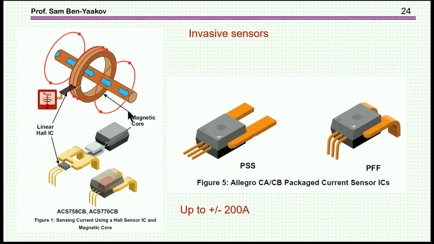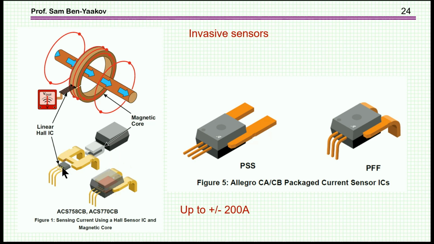Let me now turn to the invasive sensors. As we have said, an invasive sensor means that you are passing the current through the device. Okay? Here are some nice pictures from Allegro about one device they have, ACS758, and this is the bus bar, you might say, for the current, and inside we have the Hall effect and the electronics. Now here's an exploded view.